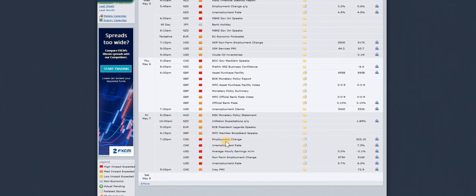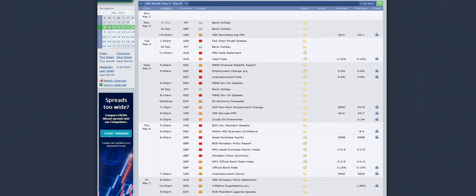Canadian employment or unemployment numbers, depends which way you look at it, and USD employment or unemployment numbers, or non-farm payroll numbers. So they're two market movers. So big week in news. So just be careful of the news. So let's get on to the charts.